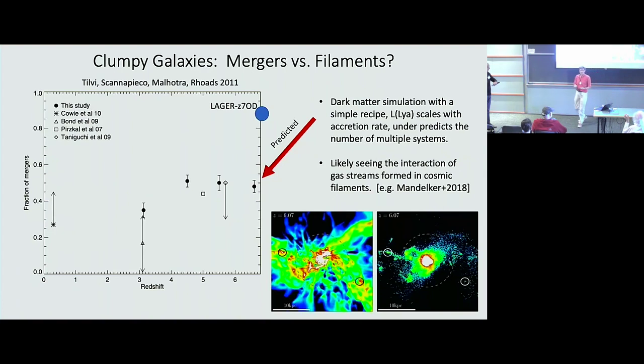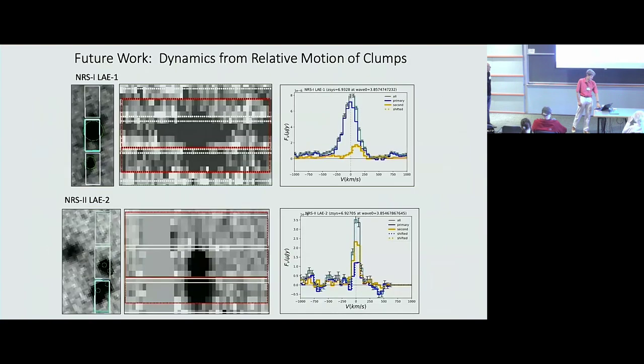and filaments creating clumps. In future work, we'll be using the spatial extent of this emission along our NIRSpec slit. So we're basically measuring relative velocities of these clumps, where in some cases they're more or less the same velocity, and in other systems there's a significant Doppler shift between them.